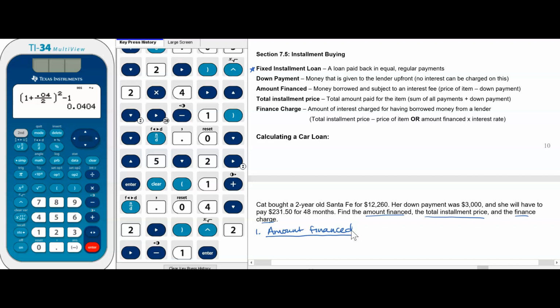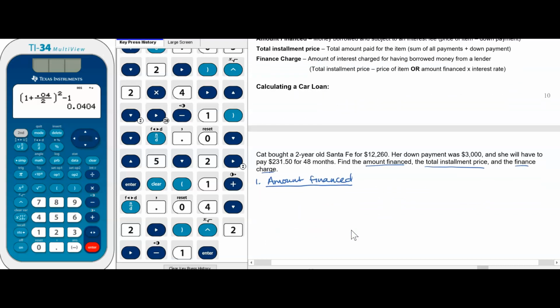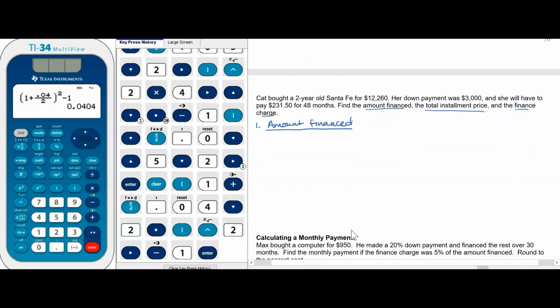So the amount financed is the amount that she's asking the loan for. So let me just scroll up real quick. So if the car is $12,260, that's how much she would finance if she didn't put a down payment down, if she just wanted to borrow that whole amount. But she doesn't, because she makes this down payment of $3,000. So we're going to take off the $3,000 because she has that money up front. So we're going to subtract that $3,000. And so we get $9,260. So that's called the amount financed. That's how much she borrows from the bank.